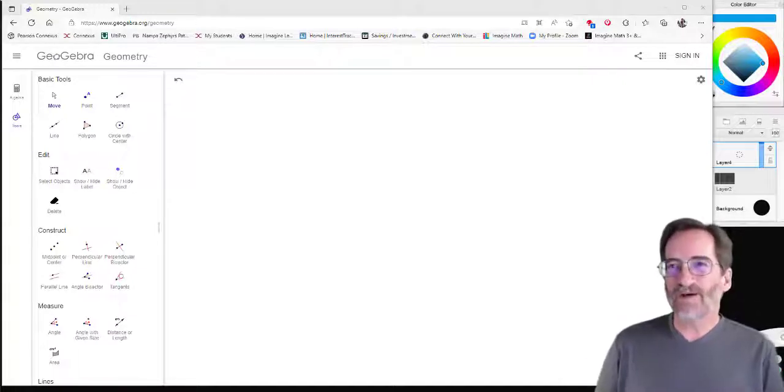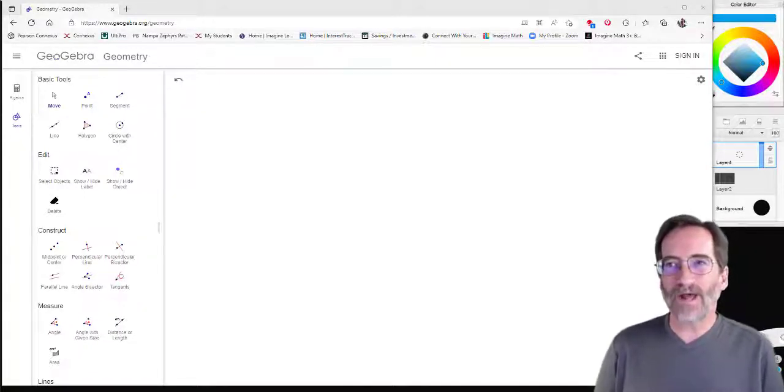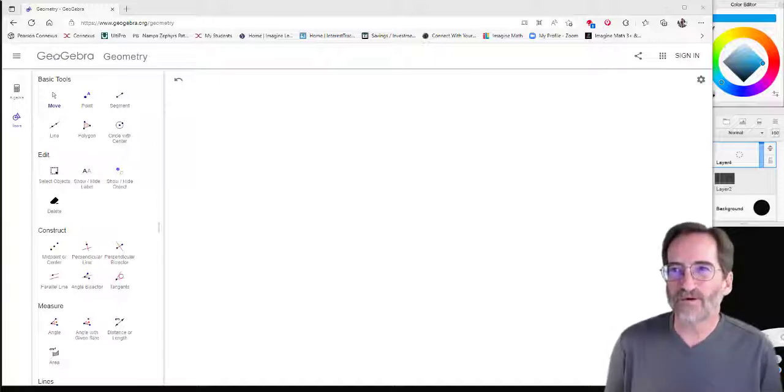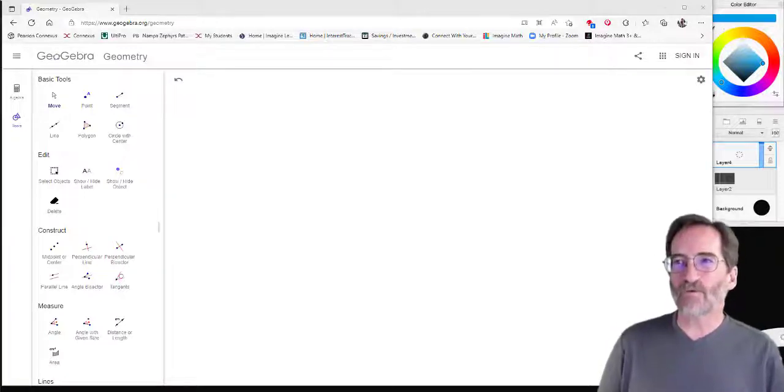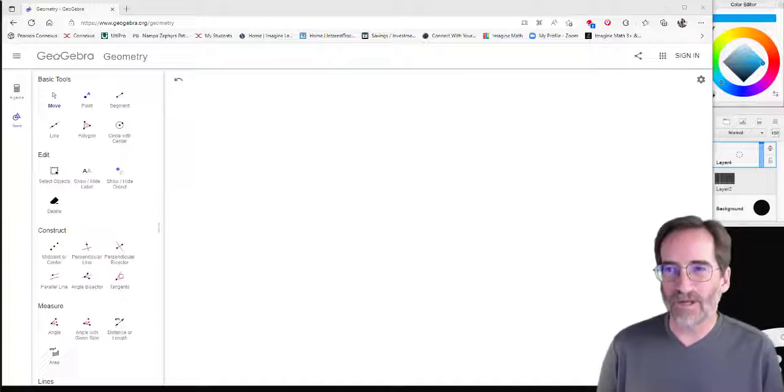You may notice I have a copy of GeoGebra open. That's an online application that's really fun to use. We've used it in a couple of our demonstrations and in one of our portfolios so far this year. So it's geogebra.org/geometry. If you're interested in following along in GeoGebra, I recommend it.